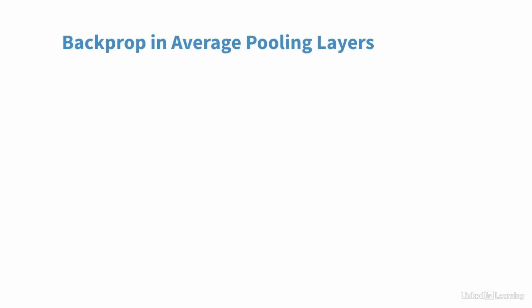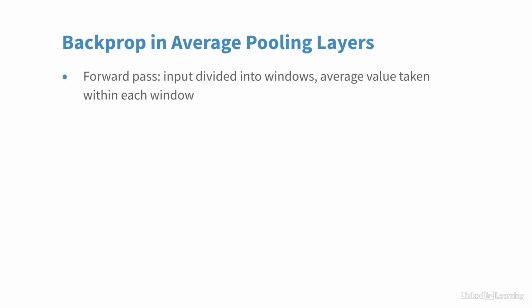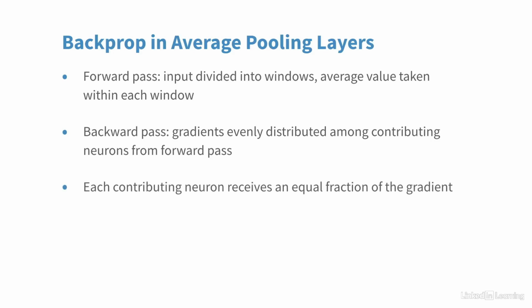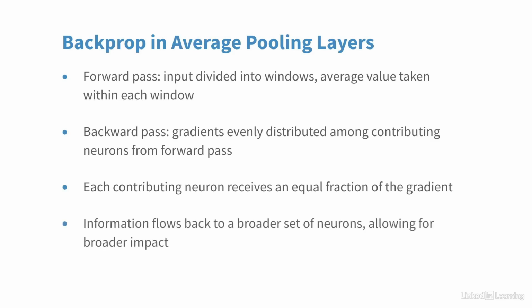Like max pooling, average pooling divides the input feature map into non-overlapping windows during the forward pass, but takes the average value within each window. The gradients are evenly distributed among the input neurons contributing to the forward pass's pooled output during the backward pass. Each contributing neuron receives an equal fraction of the gradient, allowing the information to flow back to a broader set of neurons. In both cases, pooling layers don't have learnable parameters, and their primary purpose is spatial downsampling.